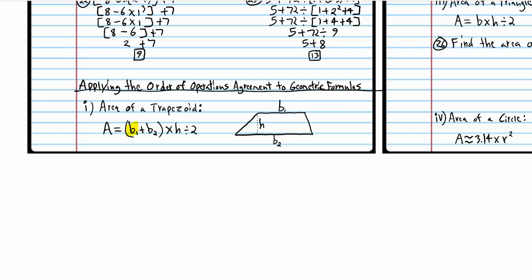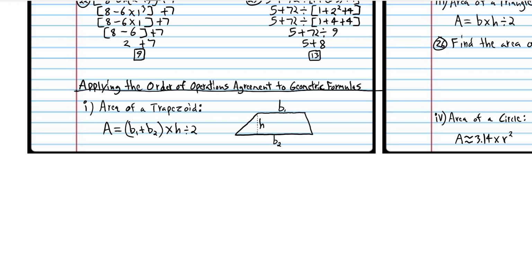So you can see we want to add the bases together first because they're in parentheses. And this number, this is called the height, this length here. This dotted line, the length of this line is called the height. So B1 is the length of this line, B2 is the length of this line, and H is the length of this line. Now I'm calling these lines, but technically they're not lines, they're actually segments. But the word that's most commonly used to describe any kind of length is a line.